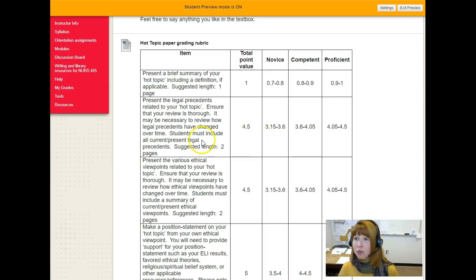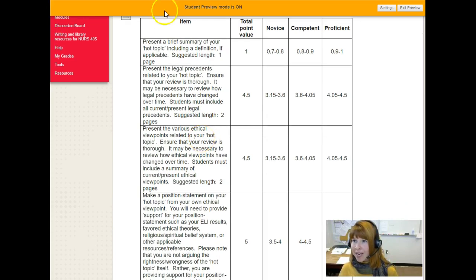Okay, so let's take a look at this grading rubric. The first item, new item, new paragraph, right? It really helps to keep you organized if you use this almost like a topical outline for your paper. Item number 1, present a brief summary of your hot topic, your ethical dilemma, including a definition, if applicable. Suggested length of this section is about 1 page.